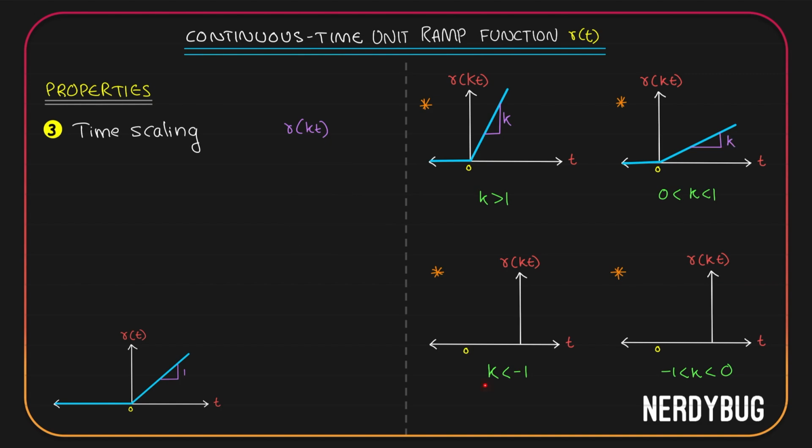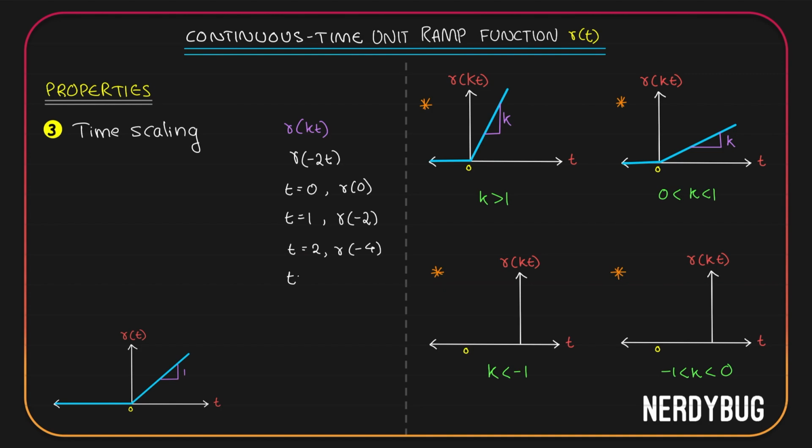Moving on to the next case, we have k is less than minus 1. Let's take an example, r of minus 2t. At t equal to 0, I will still get r of 0. At t equal to 1, I will get r of minus 2. At t equal to 2, I get r of minus 4. But we know r of t only has values when t is positive. R of minus 2 is 0, r of minus 4 is 0. So if you keep taking positive values for t, you will keep getting 0, which means there is nothing on the positive side of the time axis.